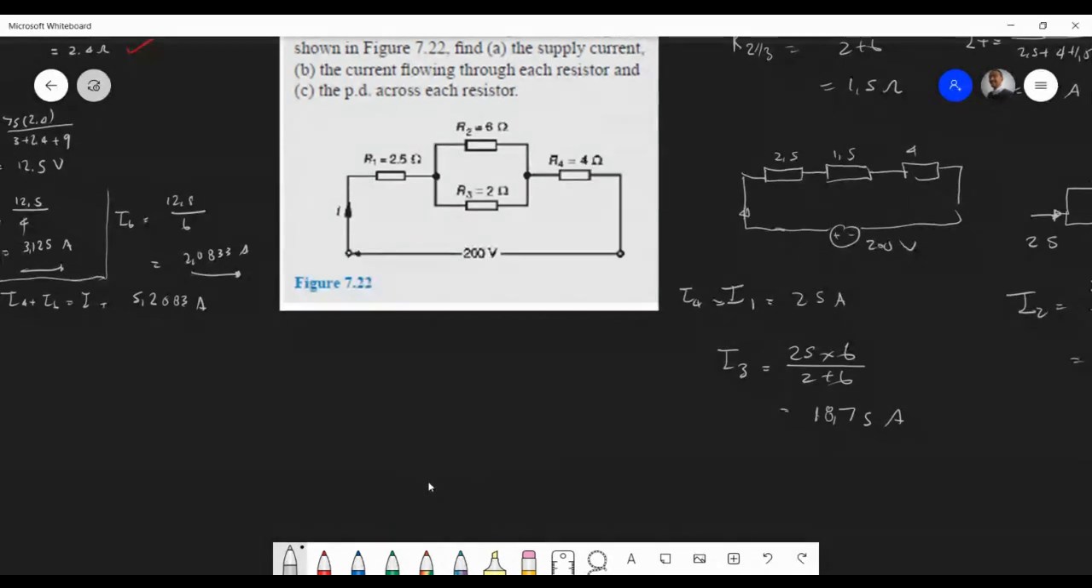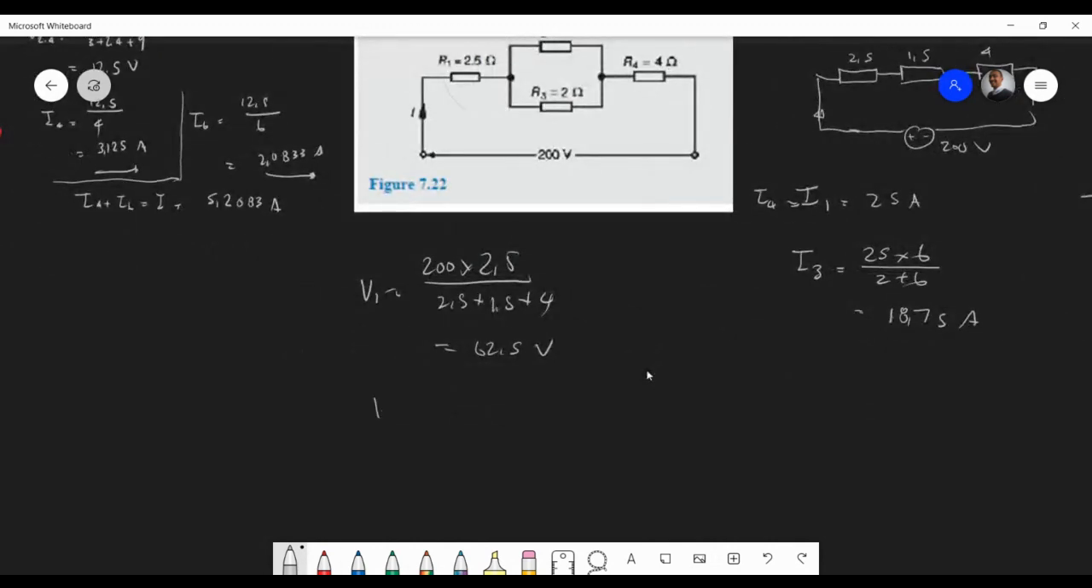That looks possible. Let's see if it's true. So V1 will be 200 volts times 2.5, and we can sum up that resistance as 2.5 plus 1.5 plus 4. Then we should get 62.5 volts. Fantastic.